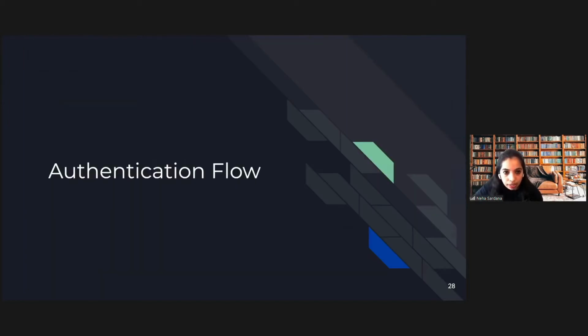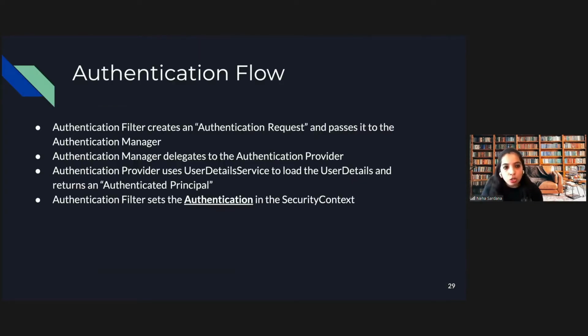It's pretty cool. So let's see how the authentication flow works here. The authentication filter creates an authentication request, and the request is passed to your authentication manager. A manager is very good at delegating things. So it delegates to the authentication provider, and the provider uses the user details service. This is a class provided by Spring Security. It loads the user details. Again, this is a model created by Spring Security, a pretty standard model. And it returns the authenticated principal.